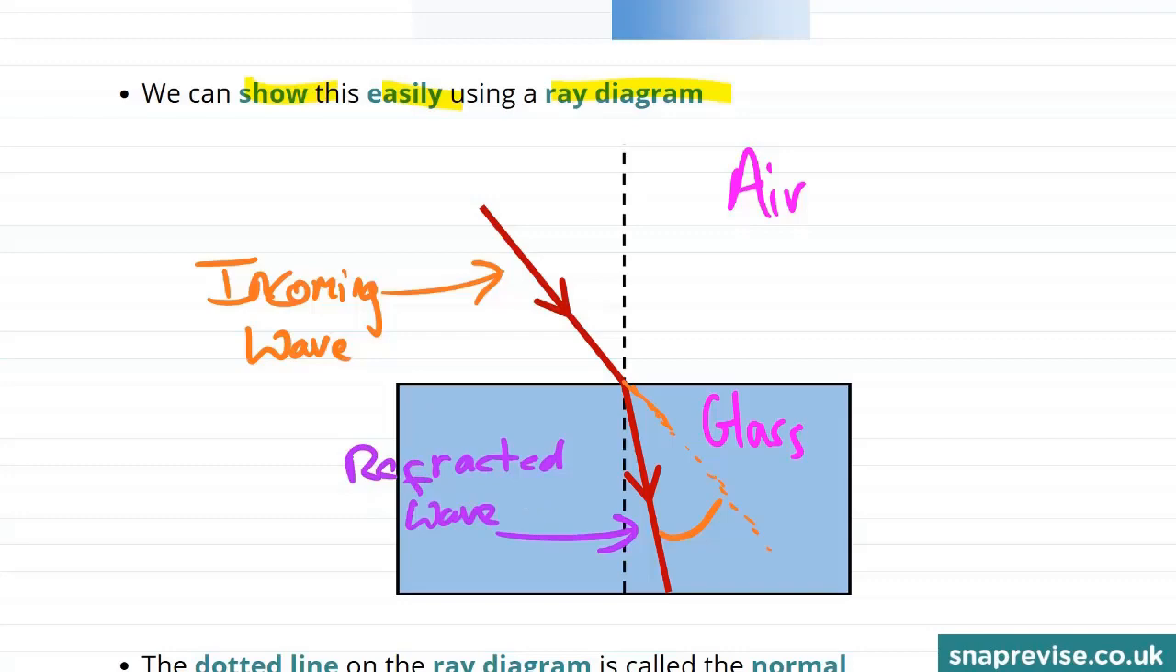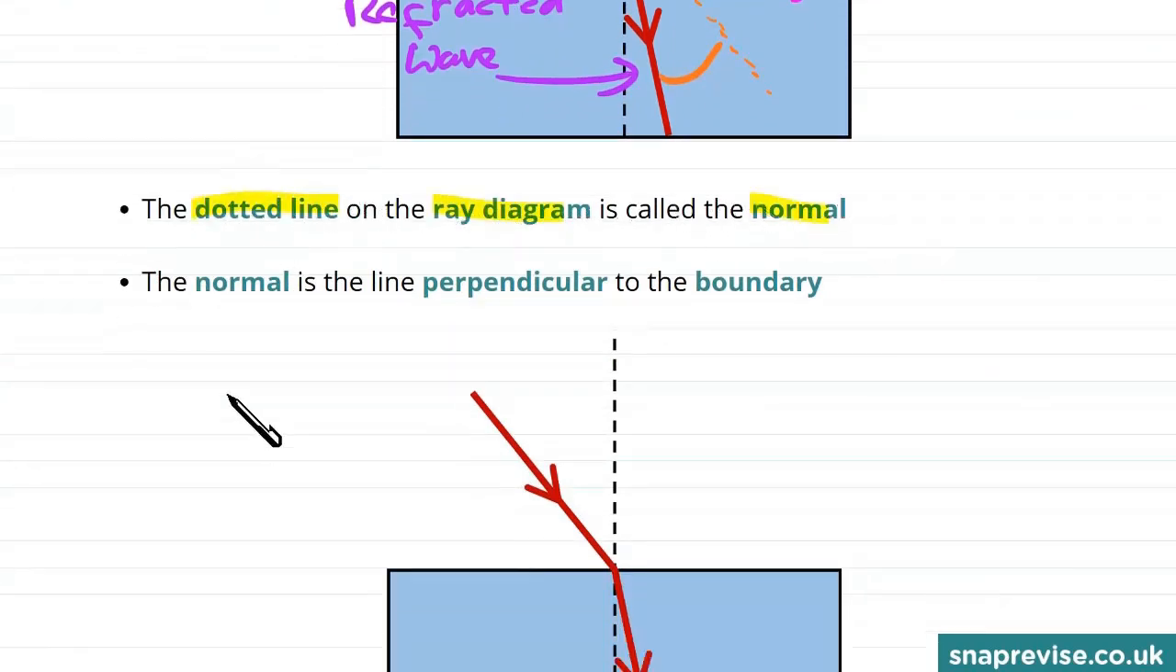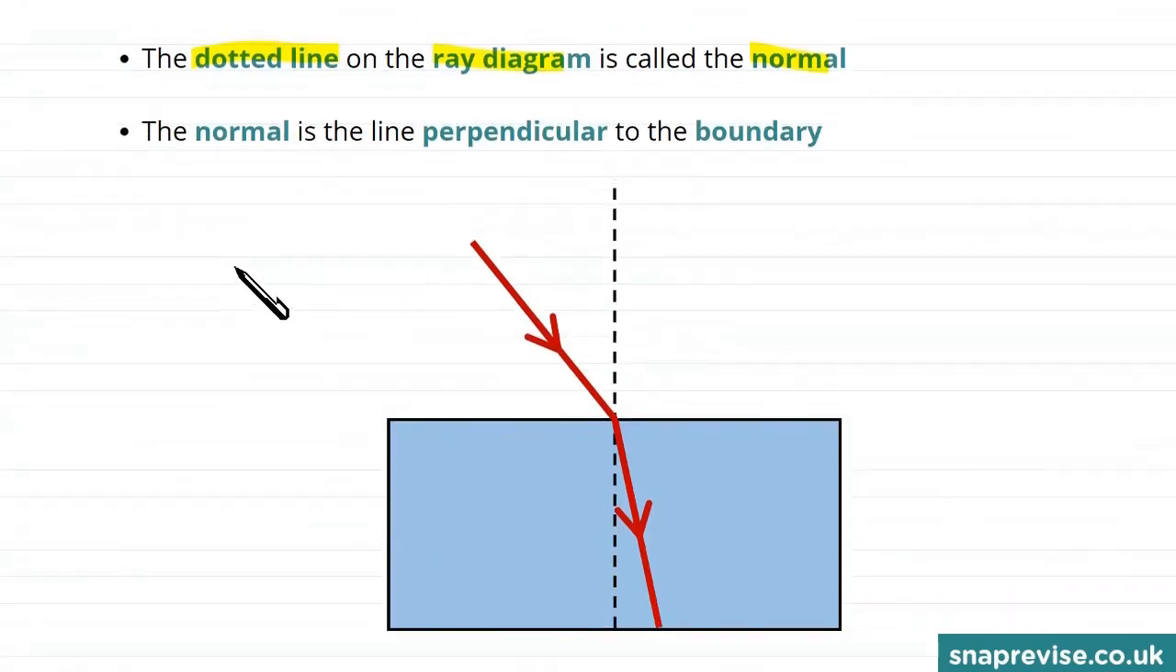So there are a few terms, a few special words that we're going to want to use when we talk about ray diagrams. To start with, the dotted line on the ray diagram is called the normal. So we're talking about this black dotted line here. So let's just label this as the normal.